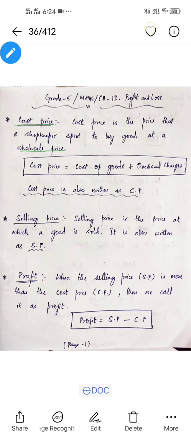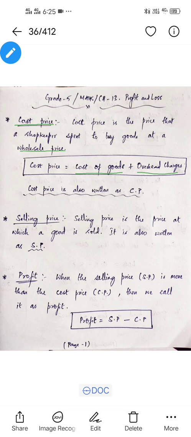Alright, so for example, if he sells us a sweet for rupees 1, maybe he's buying it at a wholesale price for 50 paise, just an example, okay. Or maybe if he's selling us a biscuit for rupees 20, maybe he's buying the biscuit for rupees 18 at a wholesale price. So this wholesale price is called the cost price, okay, and it includes the cost of goods and overhead charges. So what are overhead charges? Overhead charges are the charges that are spent for repairing, transportation, and all those things, okay.